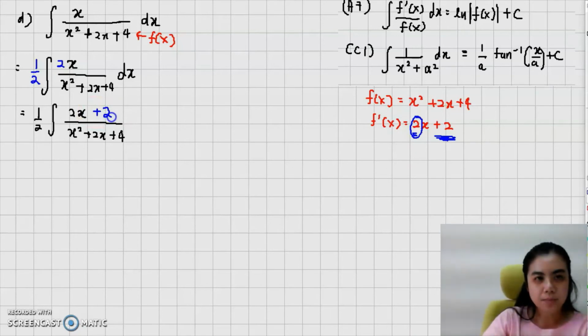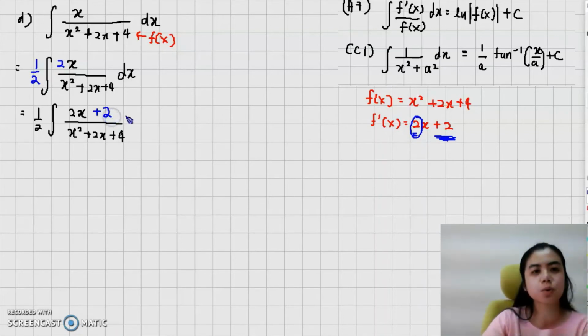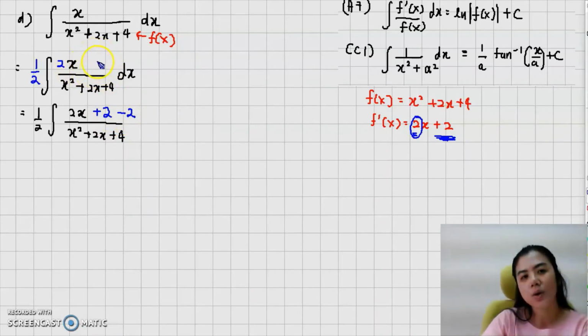Same concept. When I add a plus 2, I do not want to change the question, so I need to minus back 2. When plus 2 minus 2, you actually have 0, and it's actually this. So we still do not change the question. We're still having the same question. And put back the dx.